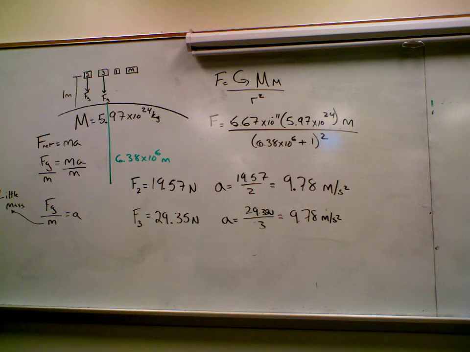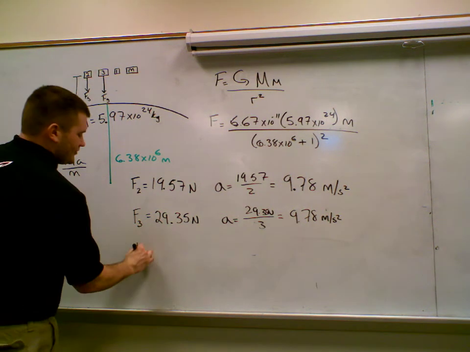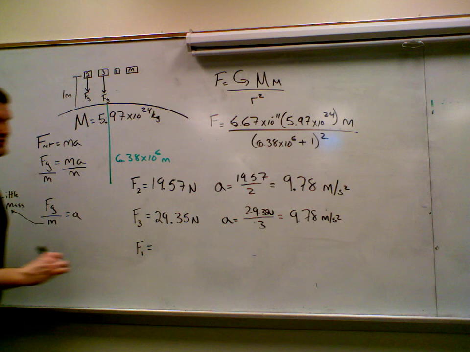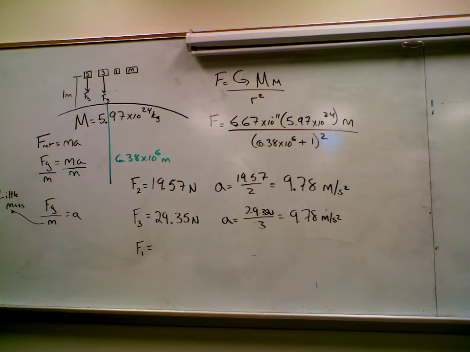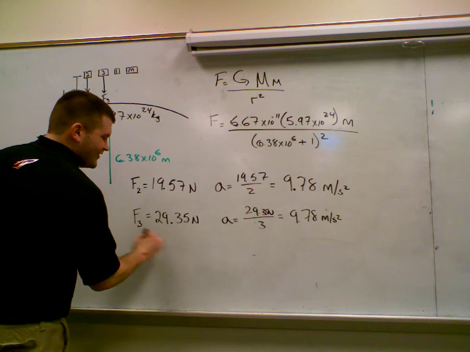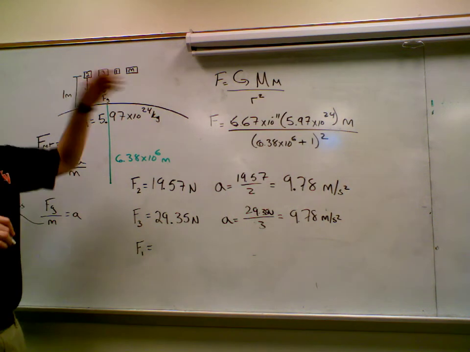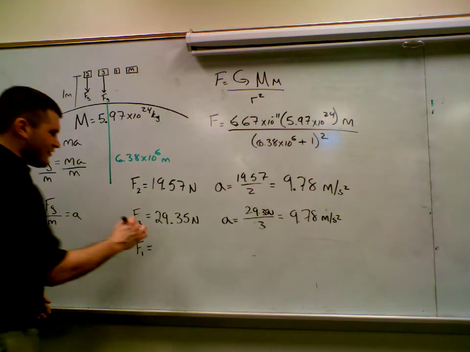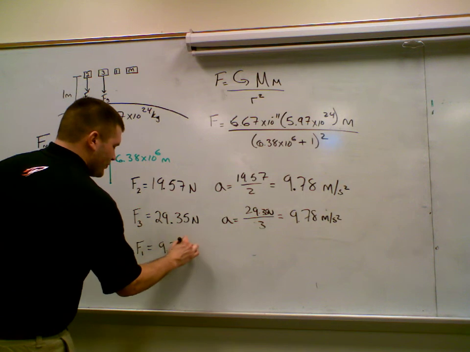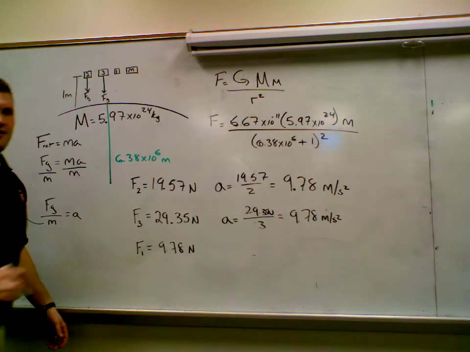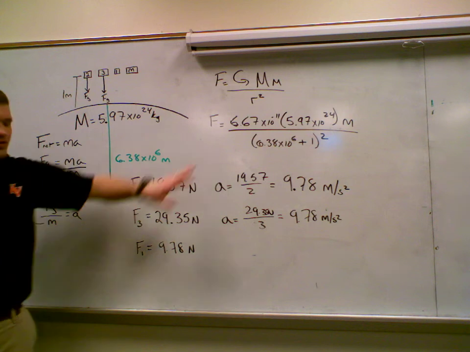Let's try the 1 kilogram mass now. Give the 1 kilogram mass a shot. Plug in 1 for m. What do we get? 9.78. If you plug in 1 right here, you do get 9.78.